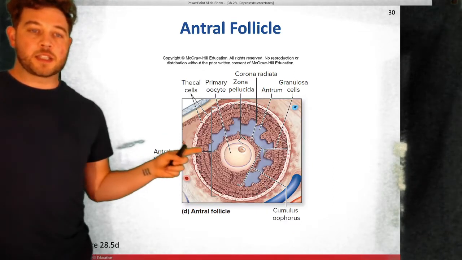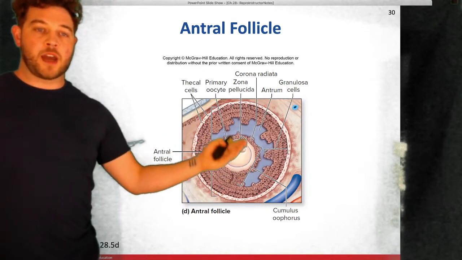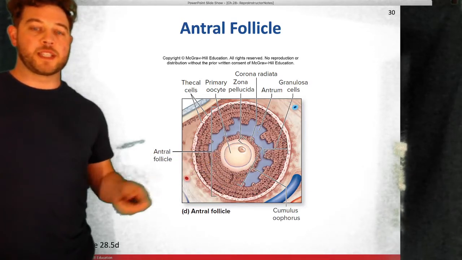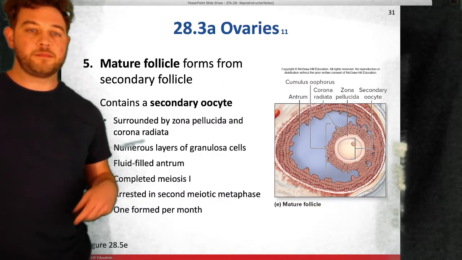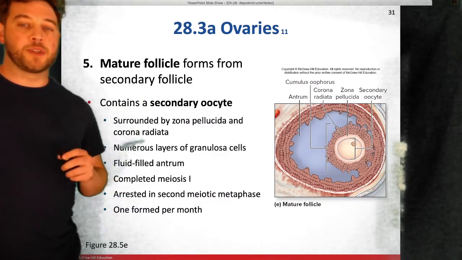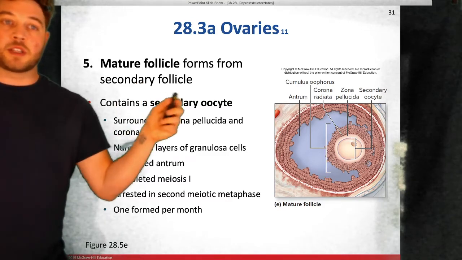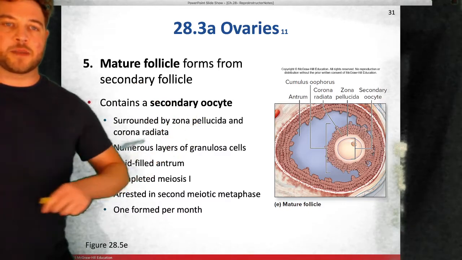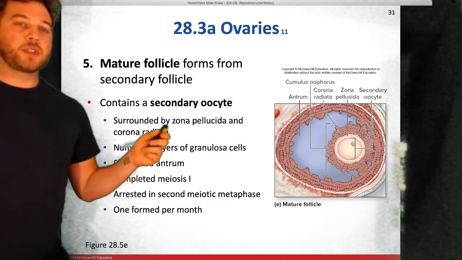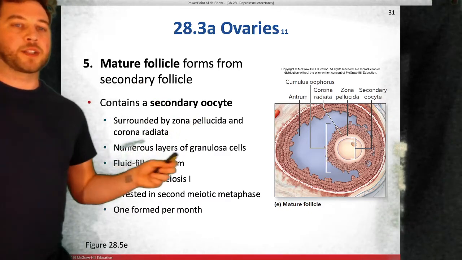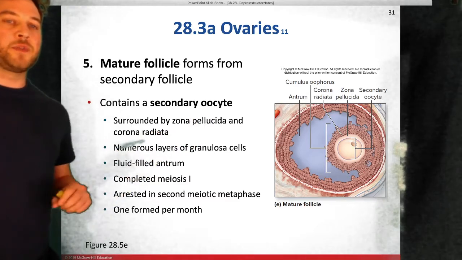Again, you can see this antral fluid starting to develop and how the oocyte is being pushed towards one side of the cell. Lastly, you have your mature follicle that contains a secondary oocyte now. So this is kind of the first slide that we've seen of that oocyte developing. It's surrounded by the zona pellucida and the corona radiata, lots of granulosa cells. It's got that fluid-filled antrum.